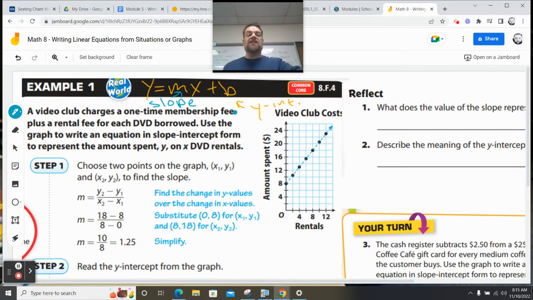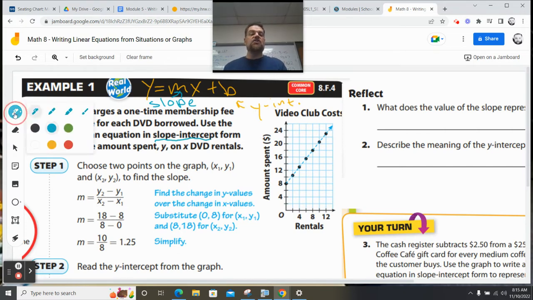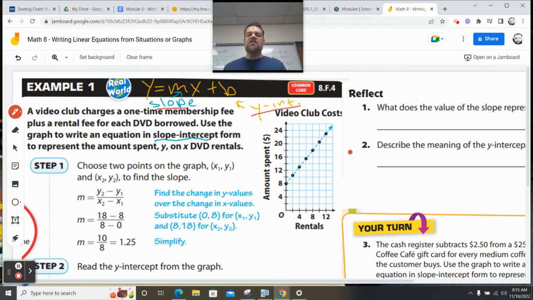So anyways, back to this. It says we have to write an equation in slope-intercept form. So really what I need is to know what the slope is, and I need to know what the y-intercept is. And it says use the graph. Well, right here it crosses the y-axis at 8, so that tells me that b equals 8.